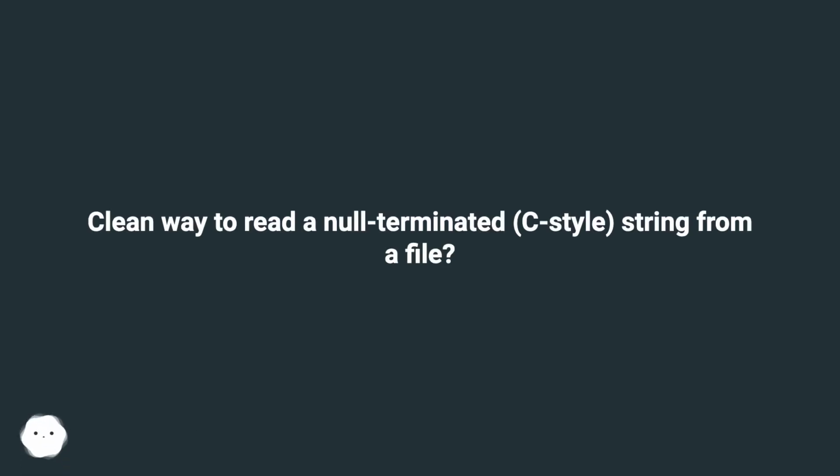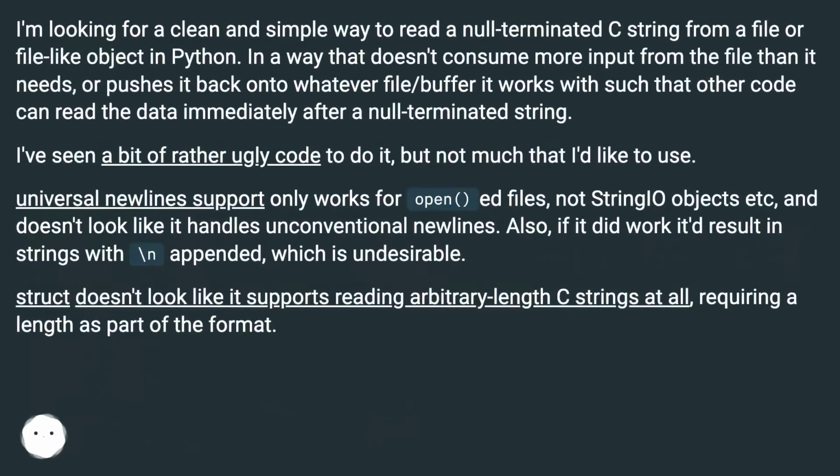Clean way to read a null-terminated, C-style, string from a file. I'm looking for a clean and simple way to read a null-terminated C string from a file or file-like object in Python, in a way that doesn't consume more input from the file than it needs, or pushes it back onto whatever file/buffer it works with such that other code can read the data immediately after a null-terminated string.